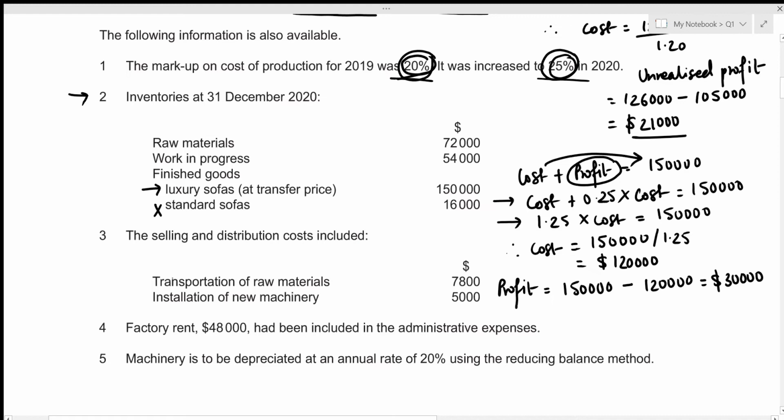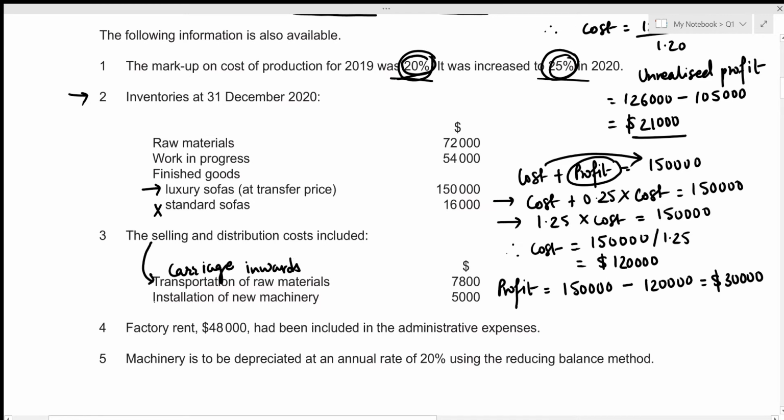All right. Then for the third information, we are given that the selling and distribution cost included transportation of raw materials. This should not have been included in selling and distribution cost because this is basically carriage inwards associated with raw materials. And this should have been included in our manufacturing account.